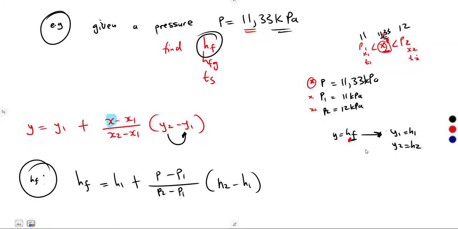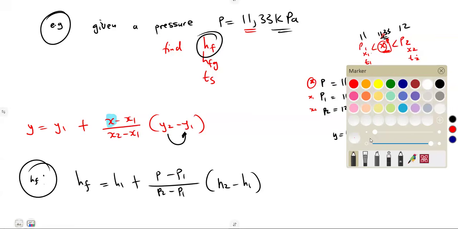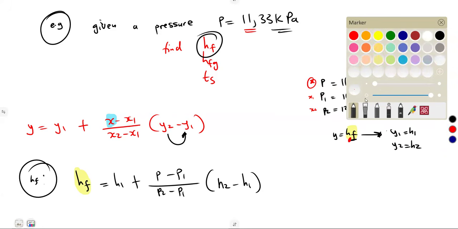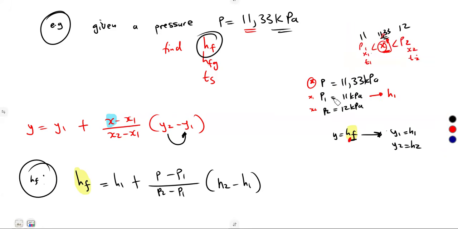That's your H1. So from P1, you're going to find the value of H1, which is the value of HF. Guys, we're calculating HF. We are focusing on HF. So at 11 kilopascal, your lower value, what is the value of HF there?